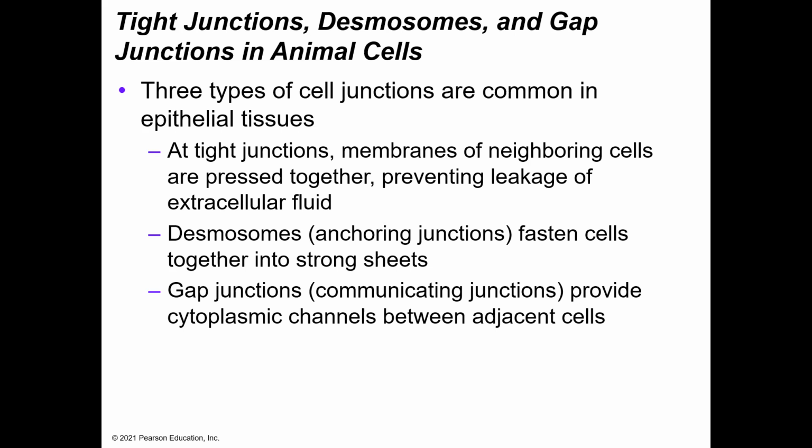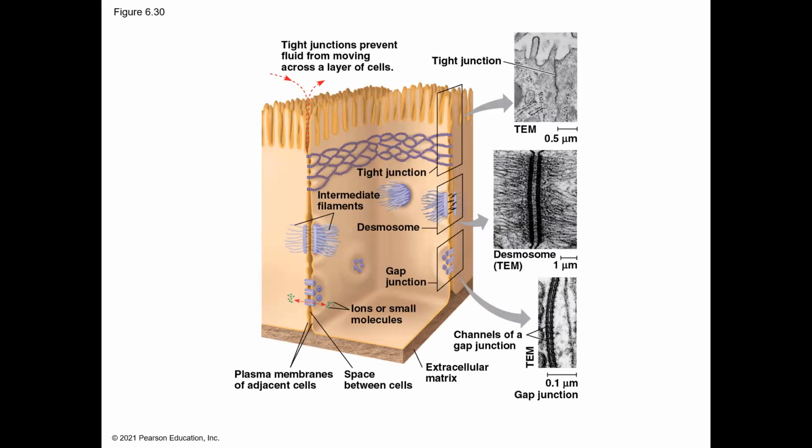A third type of cell junction is the gap junctions. These are the communicating junctions. Basically, they provide what we call cytoplasmic channels between adjacent cells. These are literally channels that allow for cells to directly communicate with each other.